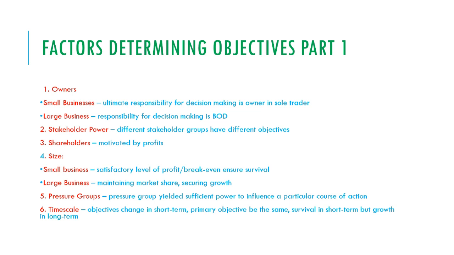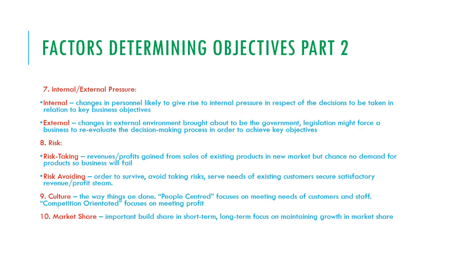But a large business will have an objective or an aim of maintaining market share and securing growth. Your fifth point then is pressure groups, as a pressure group will wield sufficient power to influence a particular course of action. And then time scale, as objectives will change in the short term, with the primary objective becoming the same: survival in the short term, but growth in the long term.